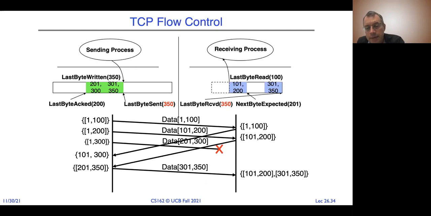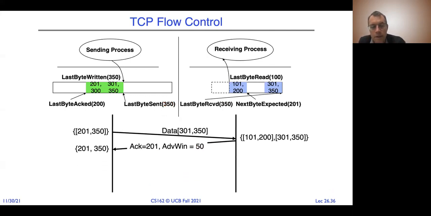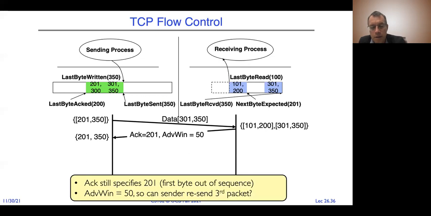So you see, now the next byte expected is 201, and the last byte received now is 350. So now I send back to the sender and say, look, the next byte I am expecting is 201, but the advertising window is 50. So if the advertising window is 50, what is the sending process going to do?